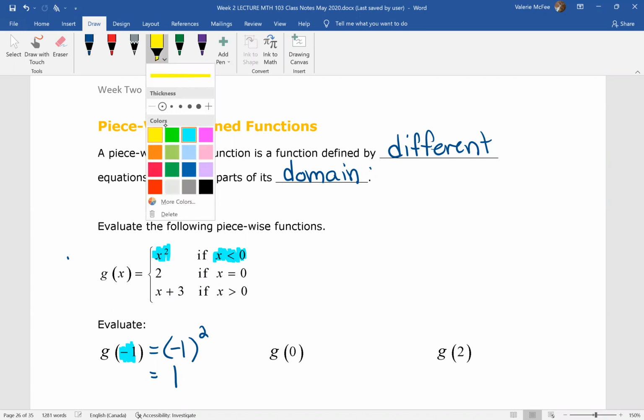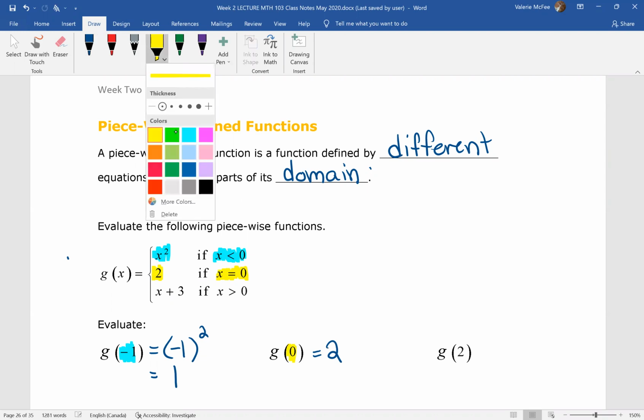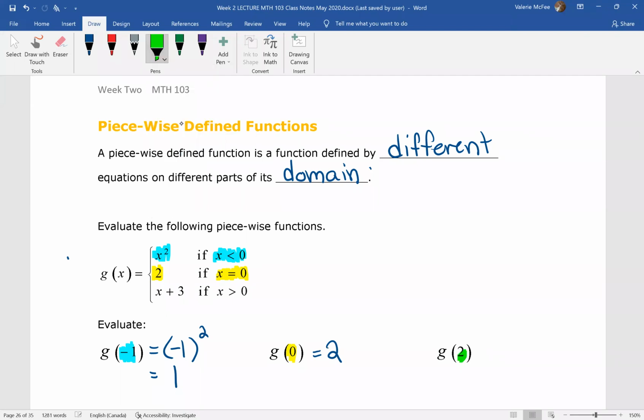When we're asked to find the g of 0, we see that x equals 0 for the second piece. That means we use this equation. There's no x value here. The g of 0 simply equals 2. In the last question, the g of 2, we see that 2 is greater than 0. So we use this equation and we substitute 2 into that value of x. The g of 2 equals 5.